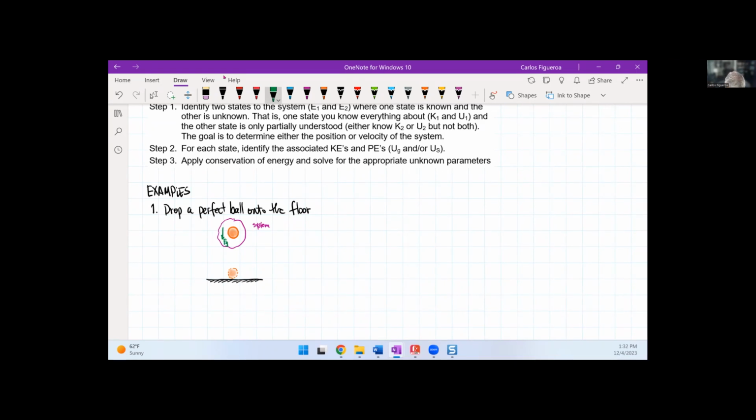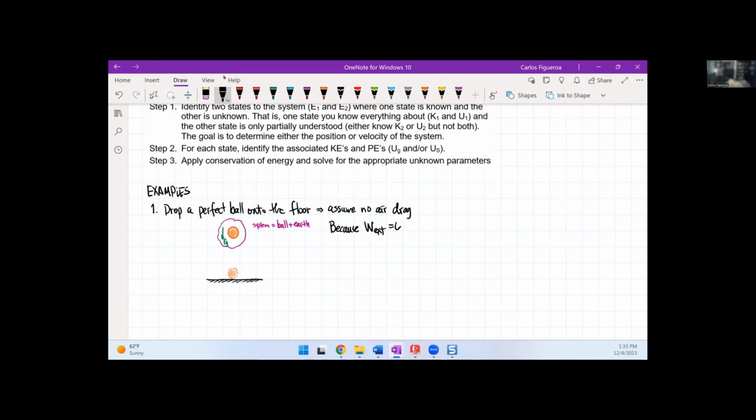Now, if I drop this ball onto the floor, we typically assume no air drag. And so are there any other forces? And so that means here in my system, it's really the ball plus Earth, because I have to include the force of gravity. Is there a spring force? No. Is there any other force? The answer is no.